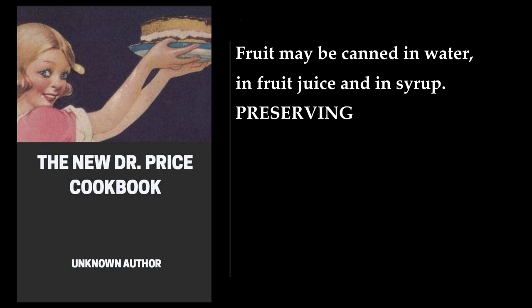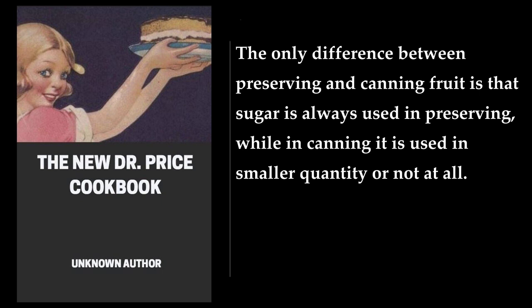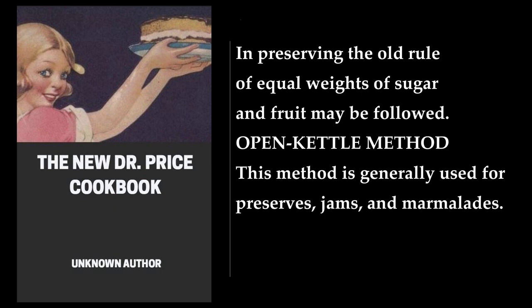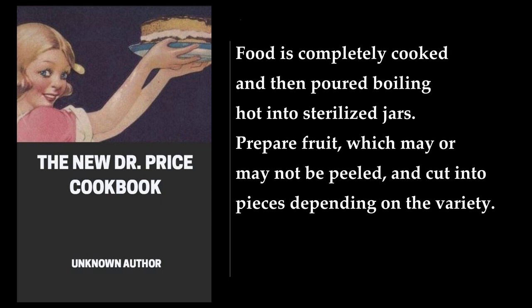Preserving. The only difference between preserving and canning fruit is that sugar is always used in preserving, while in canning it is used in smaller quantity or not at all. In preserving, the old rule of equal weights of sugar and fruit may be followed. Open kettle method. This method is generally used for preserves, jams, and marmalades. Food is completely cooked and then poured boiling hot into sterilized jars.